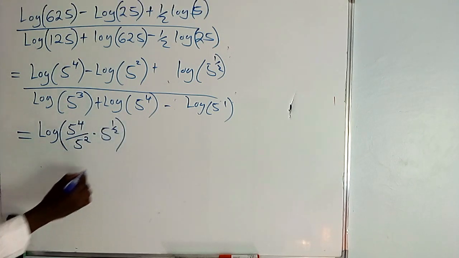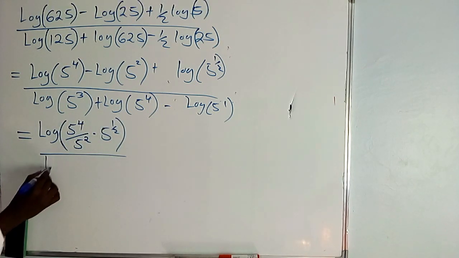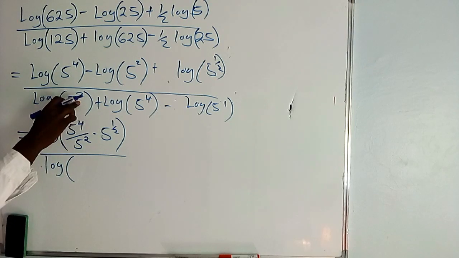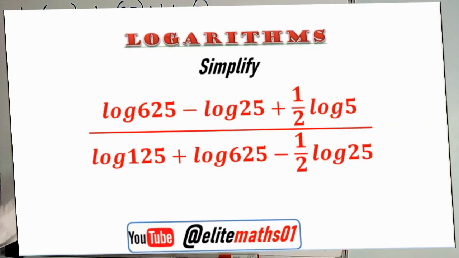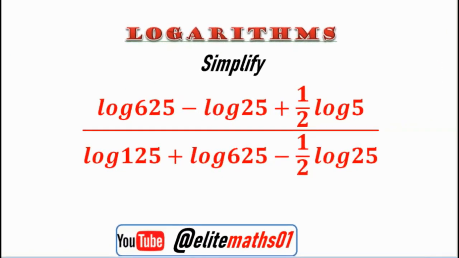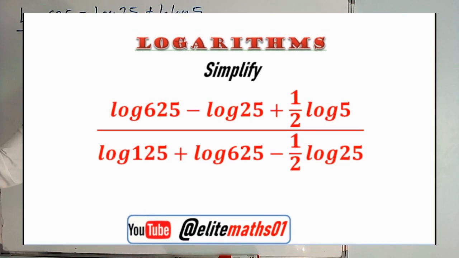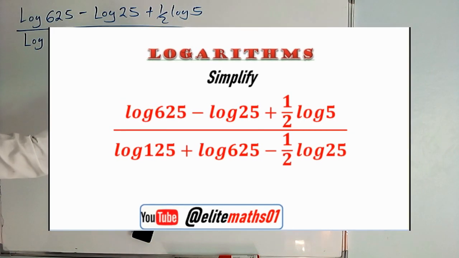So you remove log in the numerator, you go to the denominator, isn't it? So denominator, you remove log outside, what do we have inside? 5 raised to power... When they simplify, log 625 minus log 25 plus log 125 plus log 625 minus a half log 25 minus a half log 25. You'll be able to simplify.